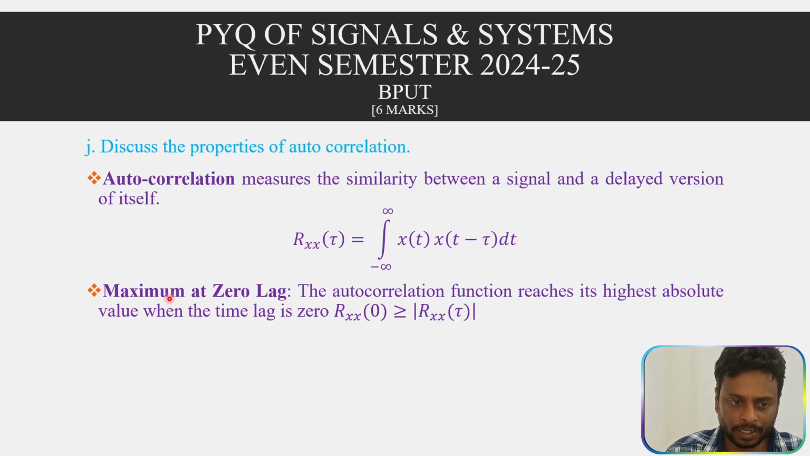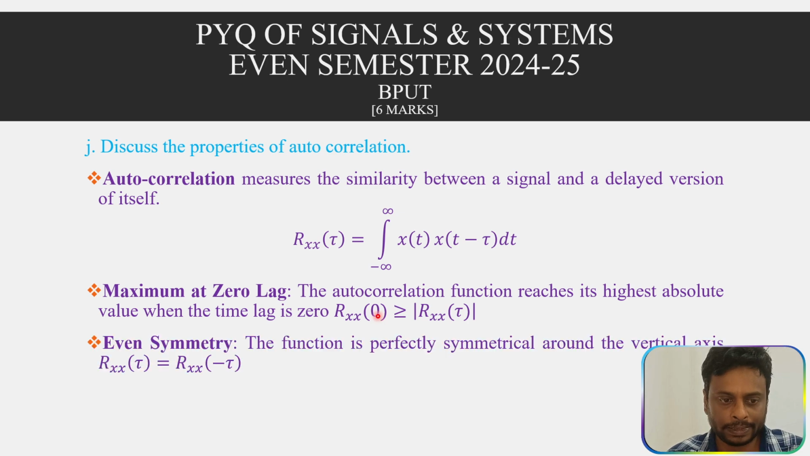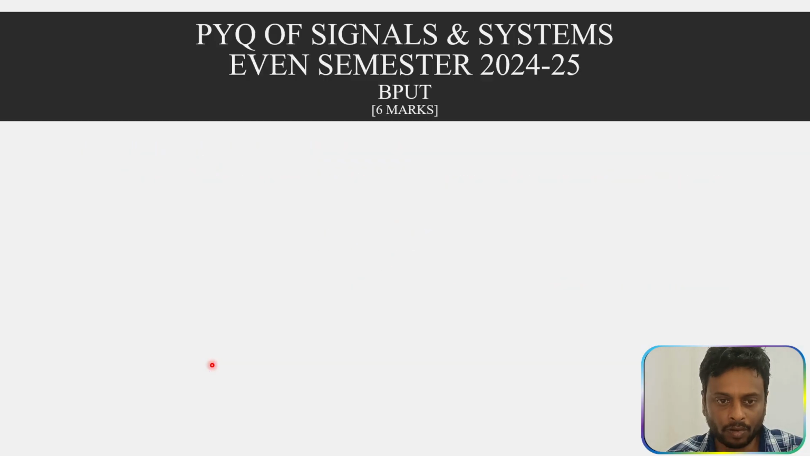You can see it is the maximum at zero lag. At τ equal to 0, Rxx(0) is greater than or equal to Rxx(τ), so the maximum absolute value we can obtain is at Rxx(0). Similarly, it has even symmetry, that is Rxx(τ) equal to Rxx(−τ). The function is symmetrical about the vertical axis. These are properties of autocorrelation.